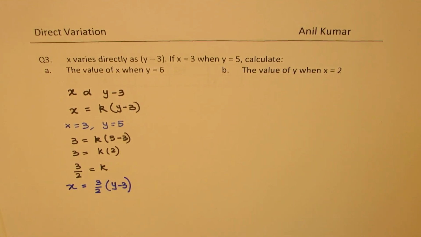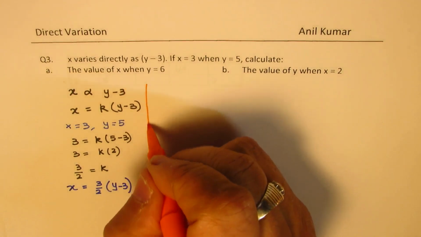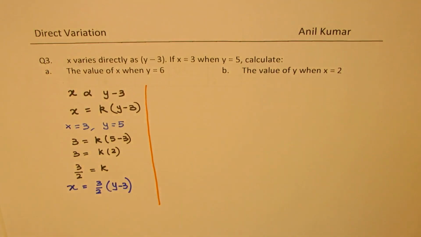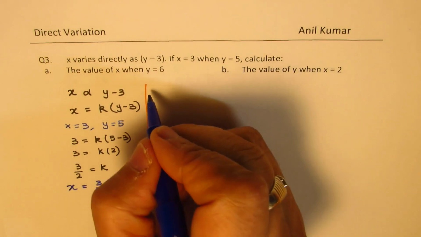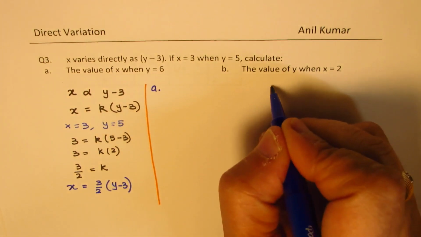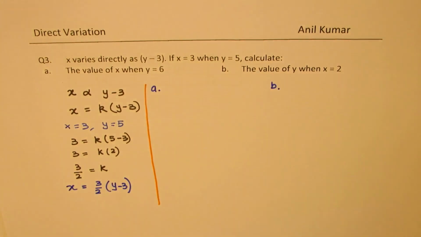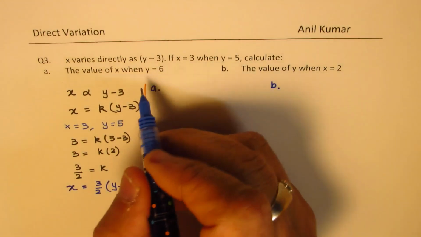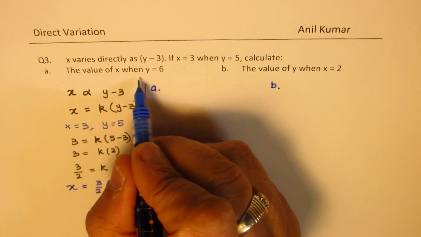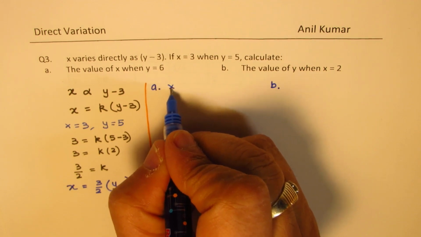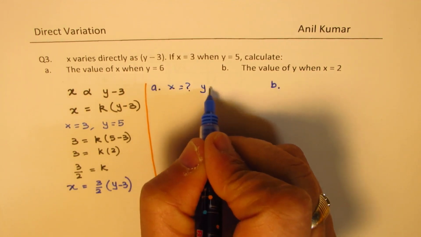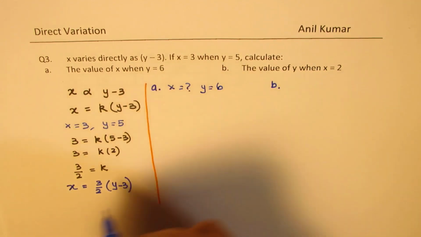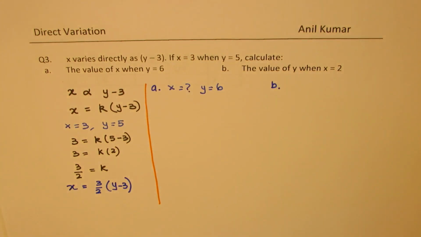So the first step, in such cases, is to find the relation. The relation is x equals 3 by 2 times y minus 3. And now let us solve part A and part B. In part A, we are given: calculate the value of x when y is 6. So we need to find what x is, and we are given y equals 6. So let's substitute and figure out.